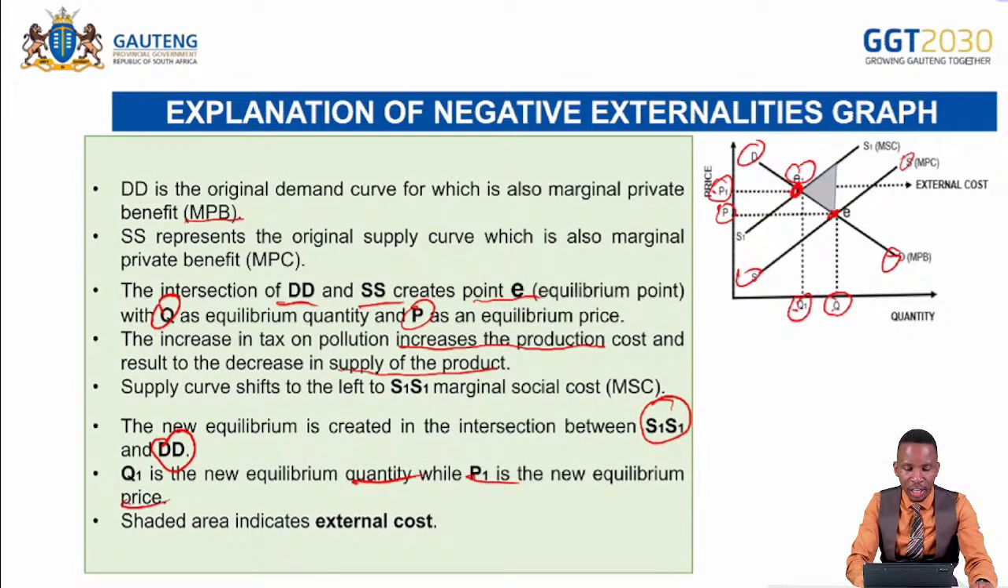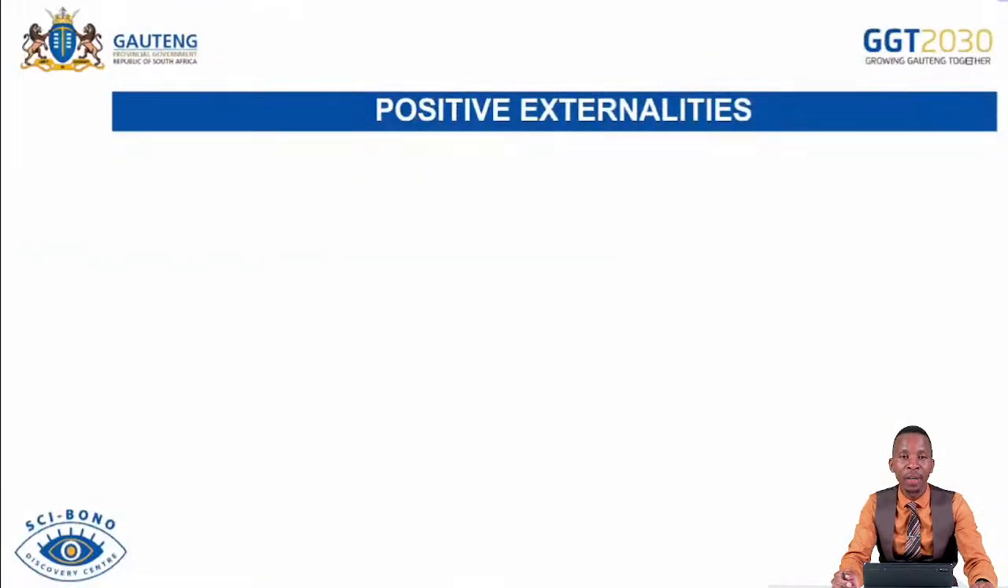The shaded area indicates the external cost. This area here indicates the external cost, or negative externality, or the social cost. Ensure that you are able to draw the graph and interpret it so that you can get more marks if the graph comes up in the examination.